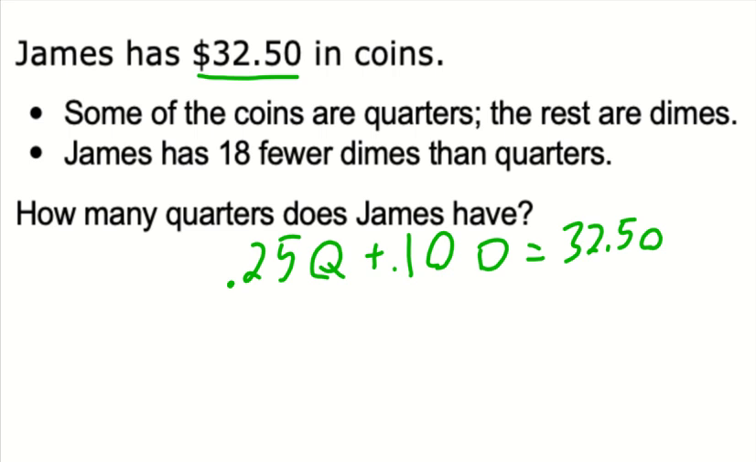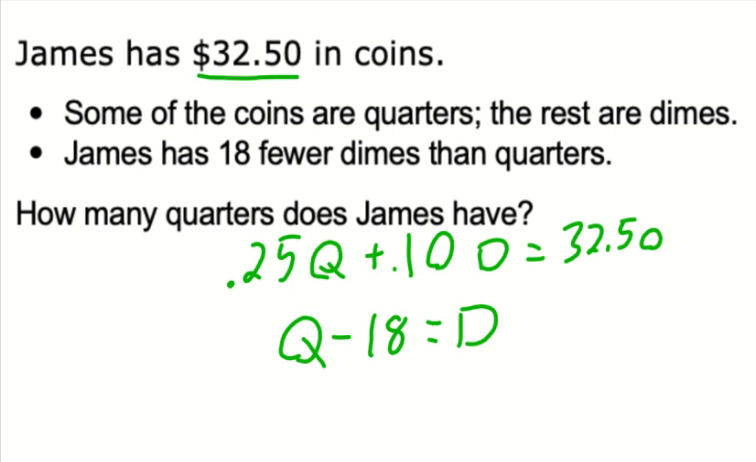So you could write that a few different ways. Quarters minus 18 equals dimes. Dimes plus 18 equals quarters. Quarters minus dimes equals 18. And I said a few different ways you could write it. And then you're just looking for where they intersect.